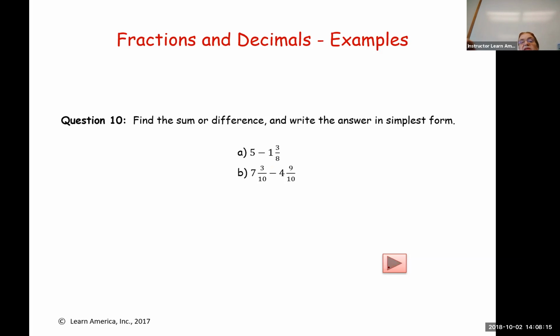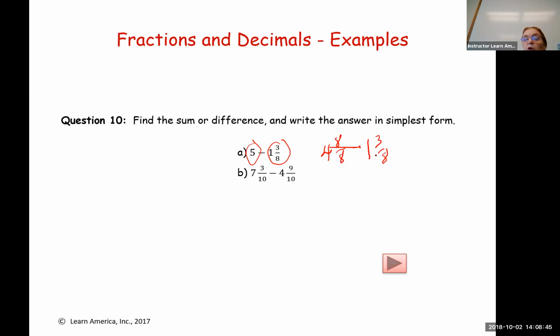Okay, find the sum and difference, write the answer in simplest form. So in this case, you're trying to subtract something that's in the form of a mixed number from a whole number. Now you can do this a number of different ways, but one way might be to change everything to eighths. So you could take 1 away from the 5, make it 4 and 8/8, and then that would be easy to subtract the 1 and 3/8.